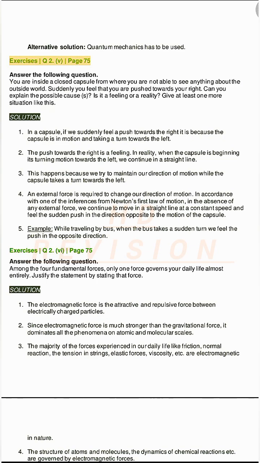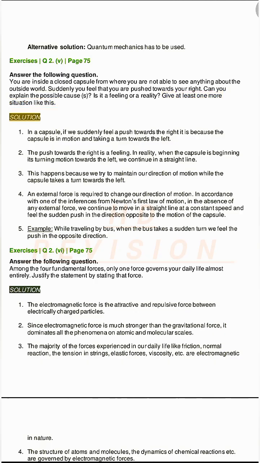Exercises Q2 B, page 75. Answer the following question. You are inside a closed capsule from where you are not able to see anything about the outside world. Suddenly you feel that you are pushed towards your right. Can you explain the possible causes? Is it a feeling or a reality? Give at least one more situation like this.